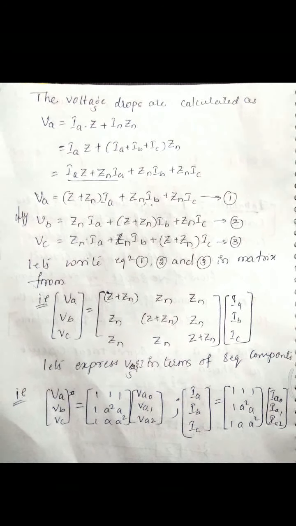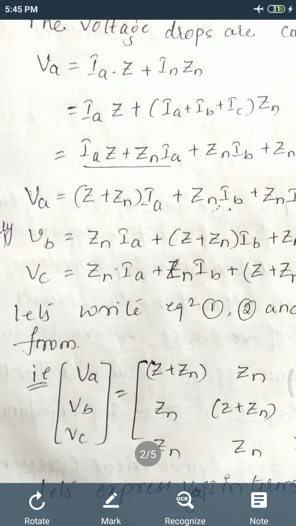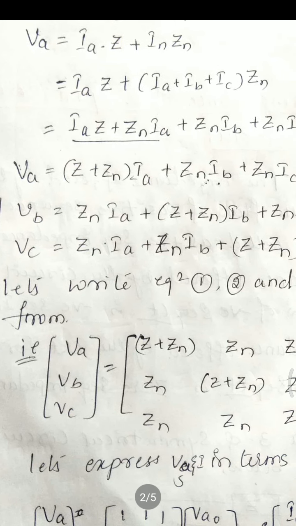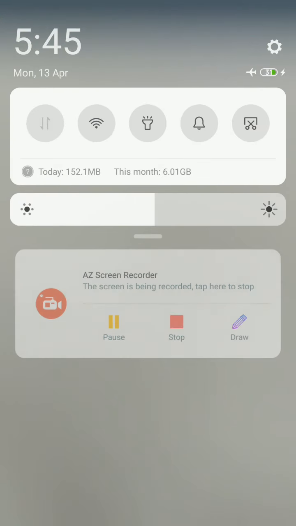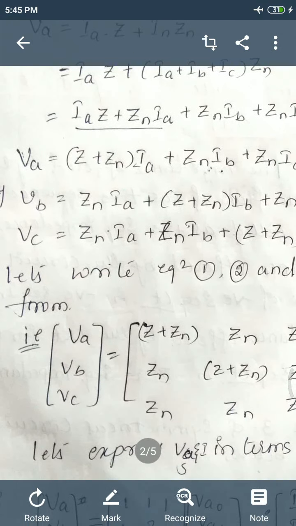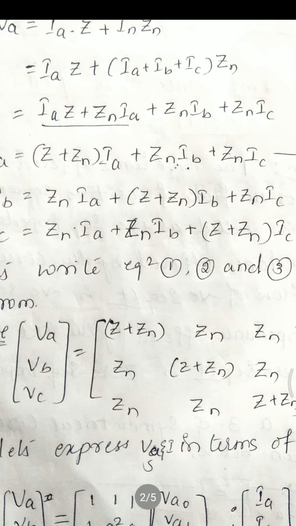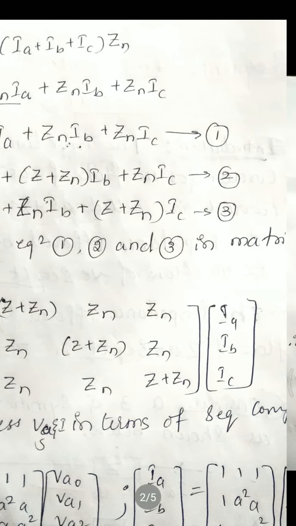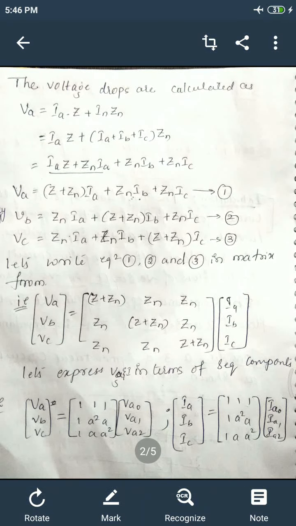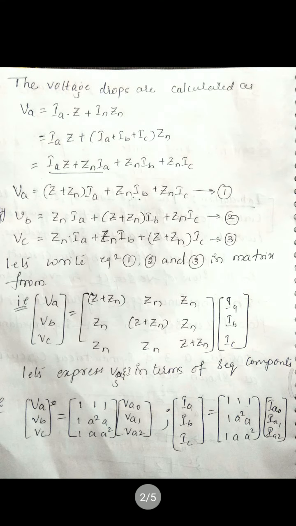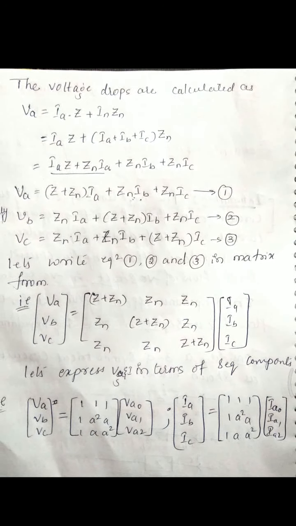Let's write these three equations in matrix form, that is, VA, VB, VC as a column matrix, and these equations can be written in terms of IA, IB, IC. So VA is equal to Z plus Zn, Zn, and so on. I hope you know how to write this in matrix form.